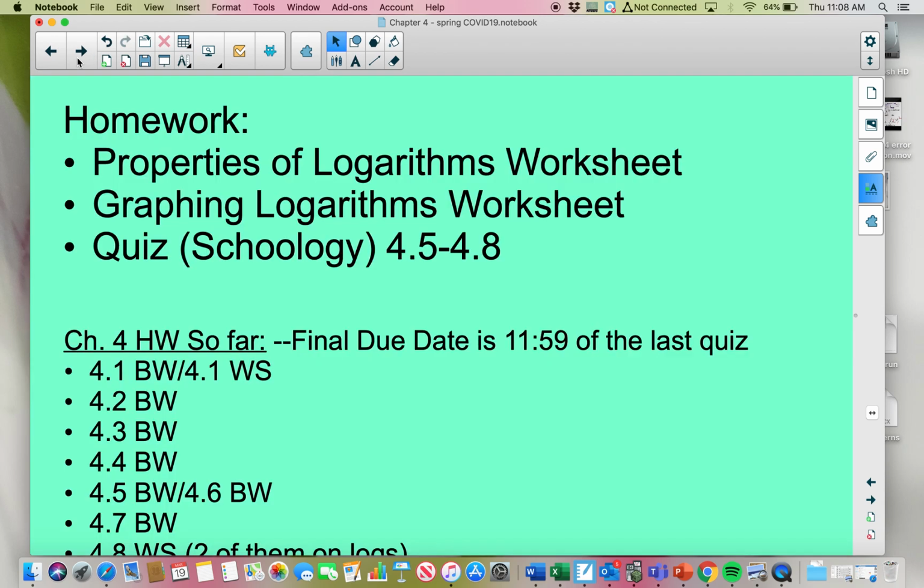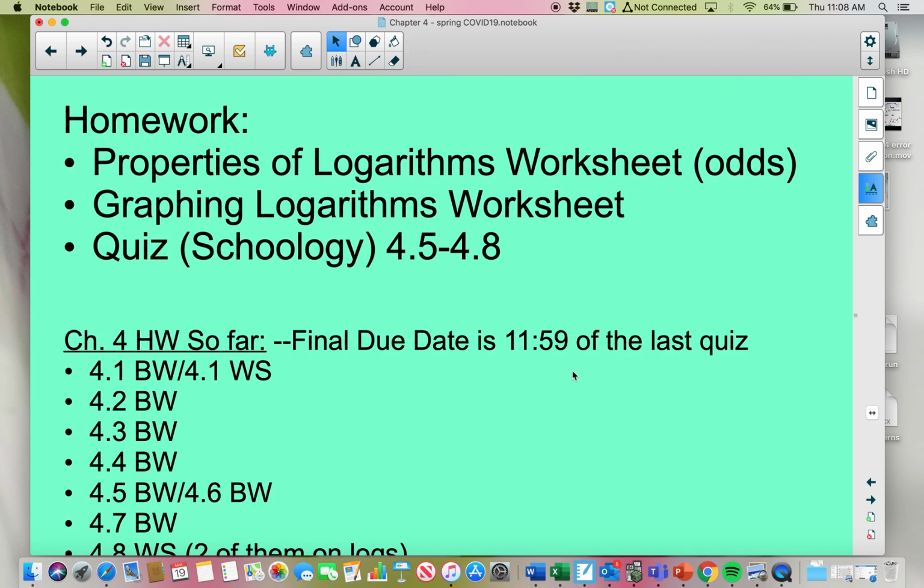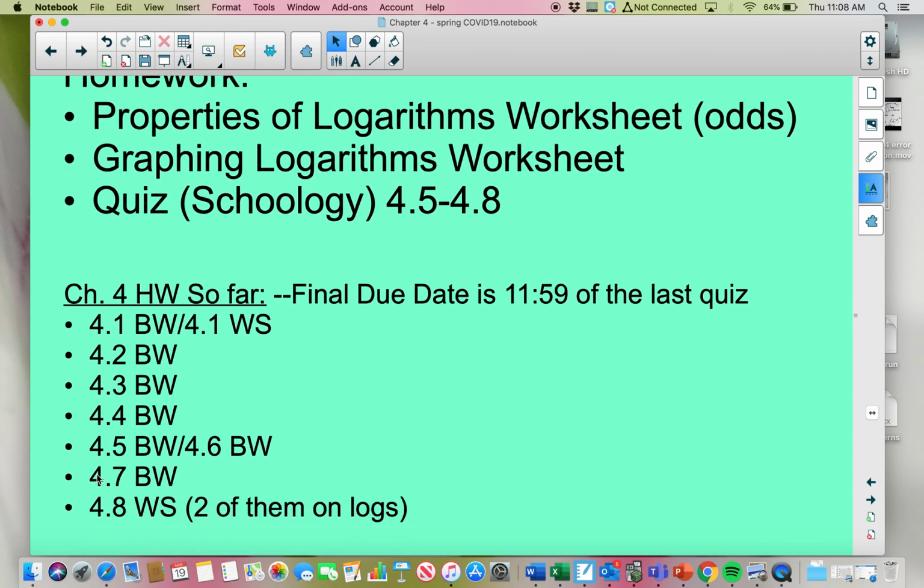Your homework for today is 2 different worksheets. They're not overly lengthy. For the properties of logarithms worksheet, just do the odds. And then the graphing of the logs worksheet, you'll get practice with those as well. You also have a quiz on Schoology, and that quiz will be 4.5 through 4.8. Below, because this is the last section, I've just recapped all of your homework. It's on the assignment calendar, so you can always look at that, of course. But this is just a recap of everything if you want to make sure that you've been turning those in.